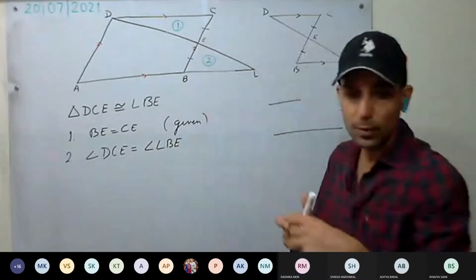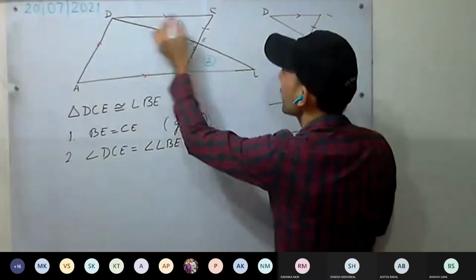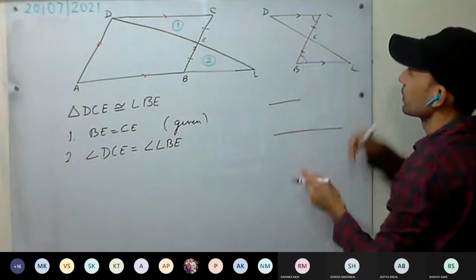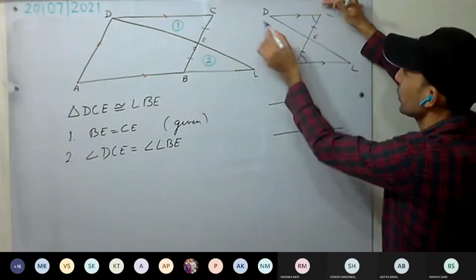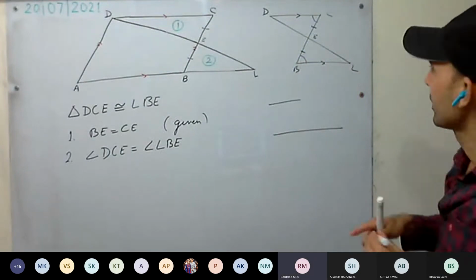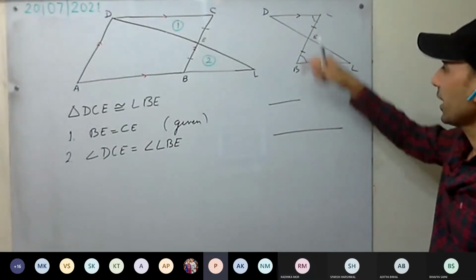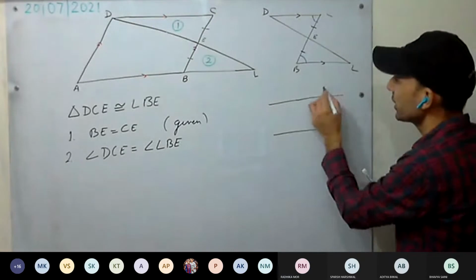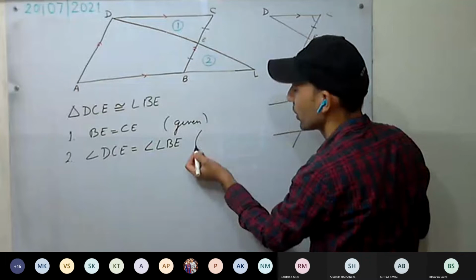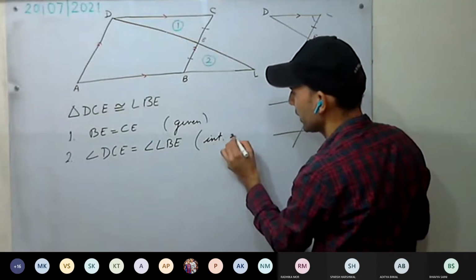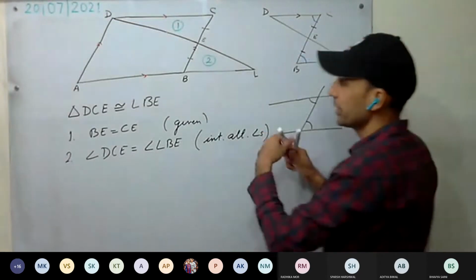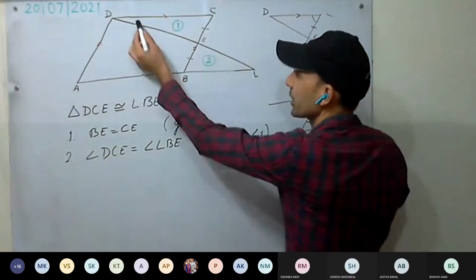So see here, what about these two angles? These two lines are parallel. What about these two angles? They are interior alternate angles. You can see these two angles are alternate interior angles. You could have taken this angle as well. They are as well alternate interior angles.